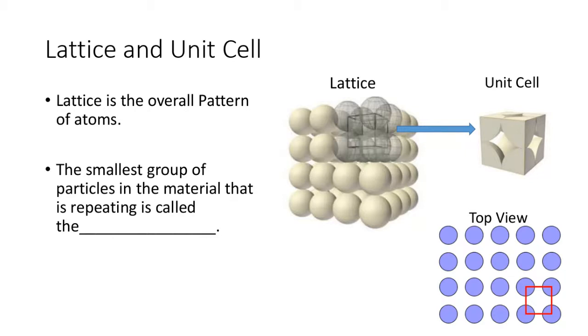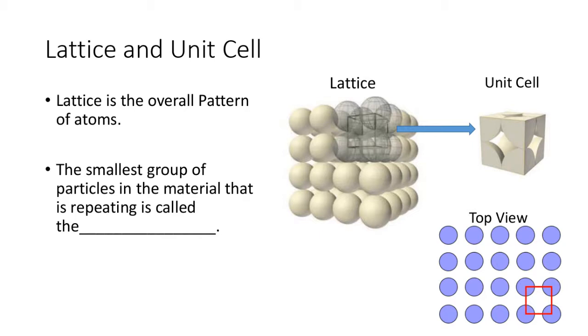Unit cell, excellent. If you take one crystal structure, the overall shape of the crystal structure is called lattice. It's like the shape. So lattice means shape. If you cut the lattice in a certain way, you will get something called unit cell.